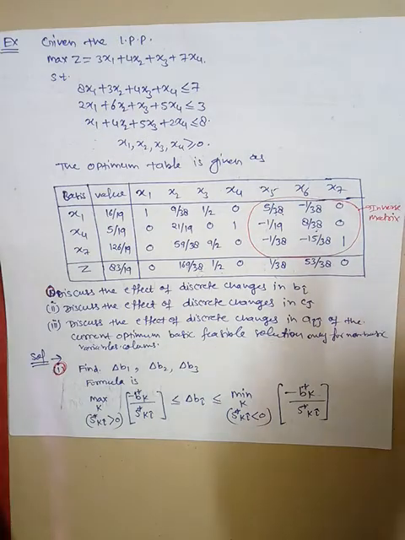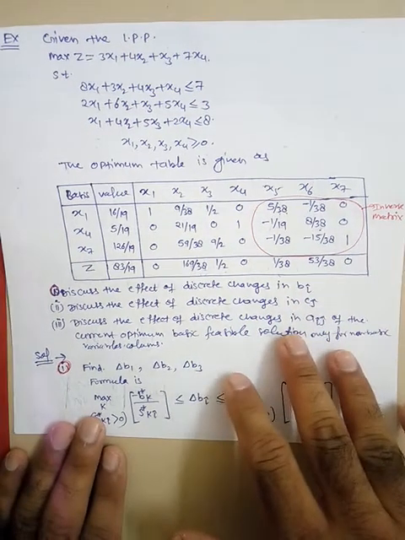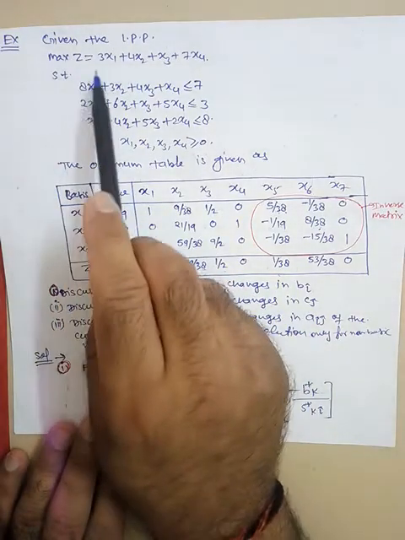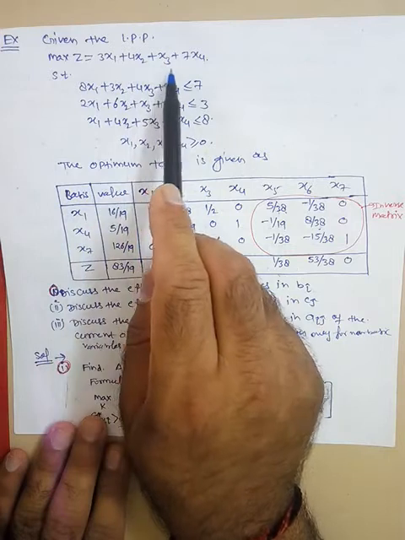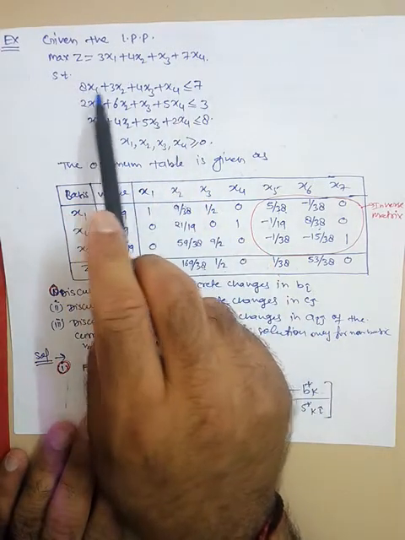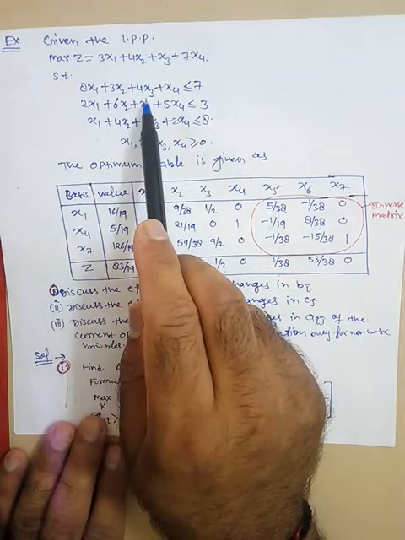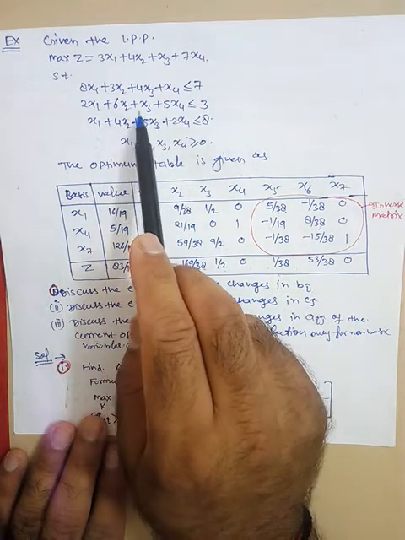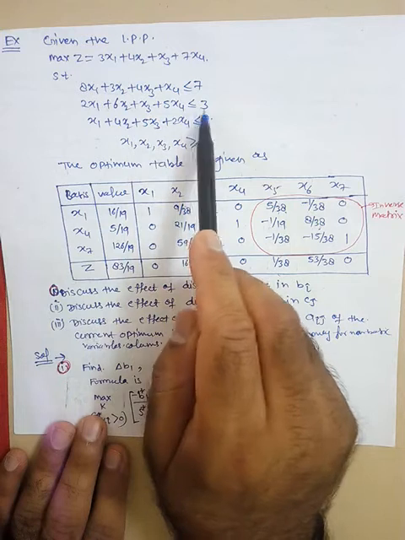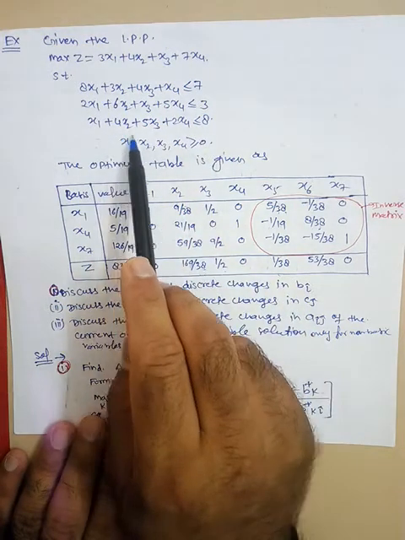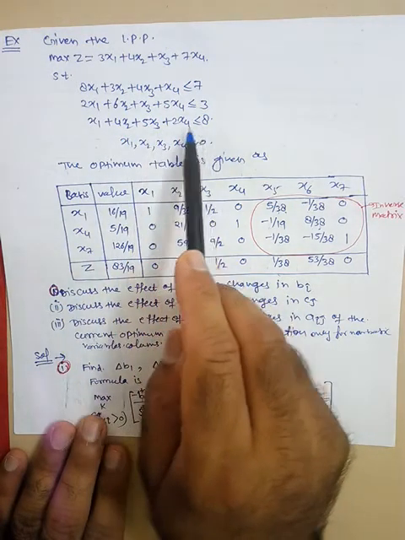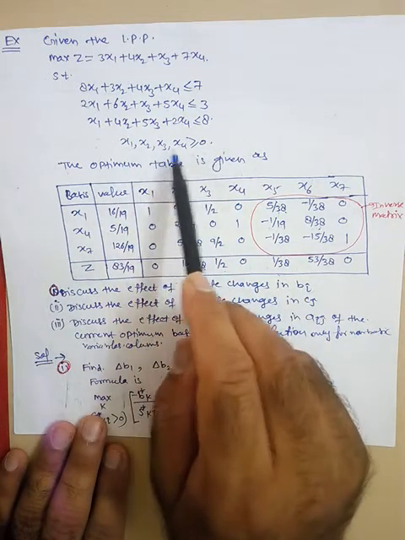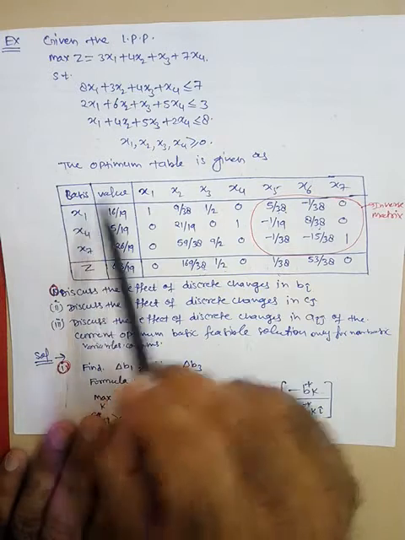Dear students, in this video I am going to take an example. Here is the problem. Maximize z = 3x1 + 4x2 + x3 + 7x4 subject to 8x1 + 3x2 + 4x3 + x4 ≤ 7, 2x1 + 6x2 + x3 + 5x4 ≤ 3, x1 + 4x2 + 5x3 + 2x4 ≤ 8, and the feasibility condition x1, x2, x3, x4 are all greater than or equal to 0.